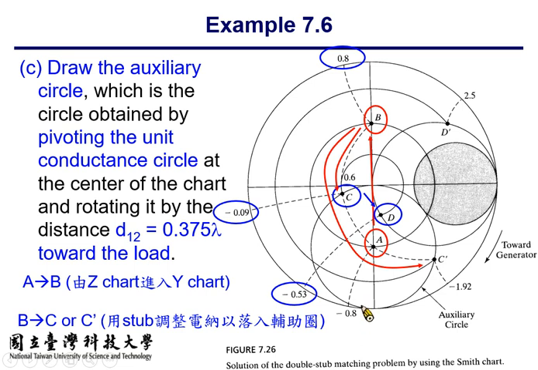So what is the length? Well, it's starting from this position and it goes to here, okay? So it will be a quarter wavelength for half circle. This is a quarter circle, so that will be 0.125. And so at this position, it's about 0.13 lambda for this short stub. So let's check about the answer.